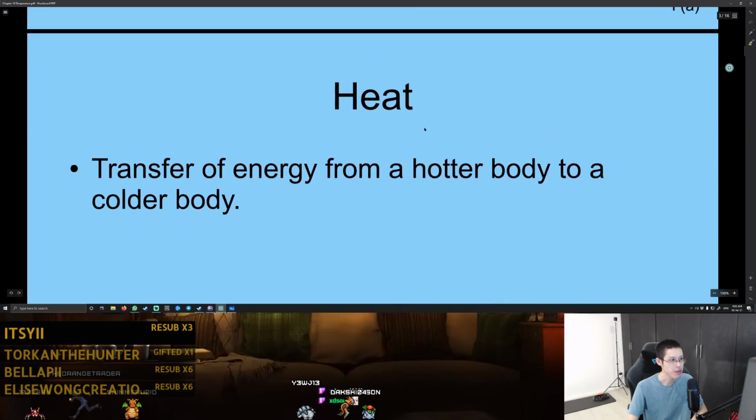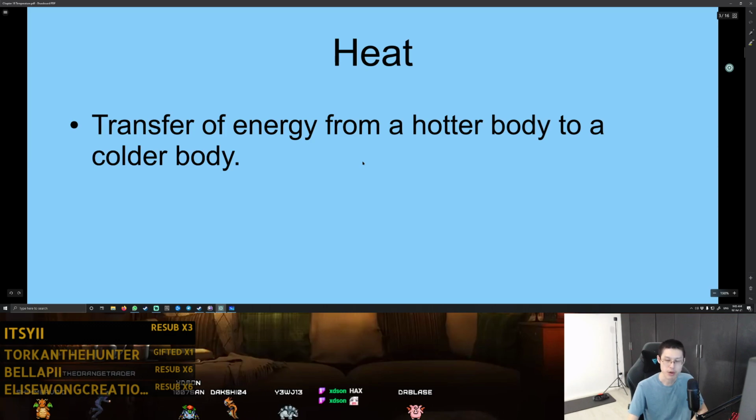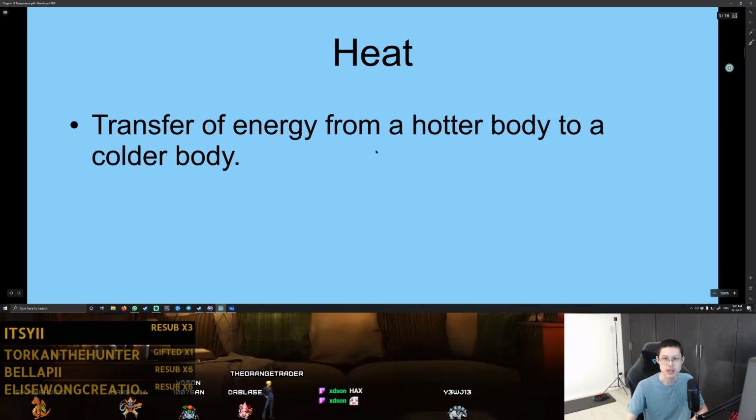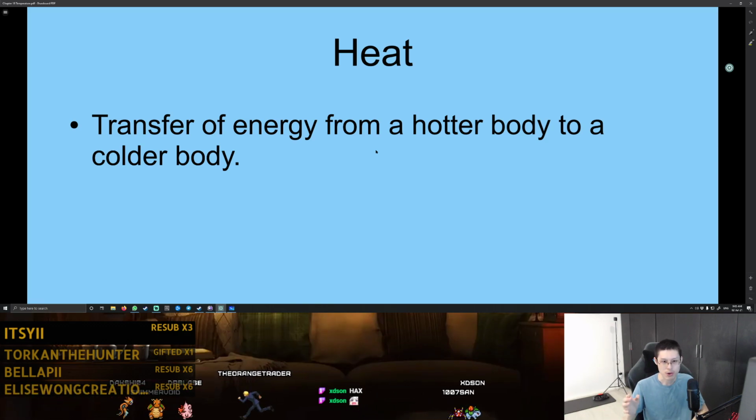Next up, we have heat, which is the phenomenon where you transfer energy from a hotter body to a colder body. A common misconception that people have when talking about temperature is that if something is hotter, it has a high temperature, and if something is colder, it has a low temperature. But that is not exactly true, because what you actually mean is that if something is hotter, it has a higher temperature relative to your temperature.